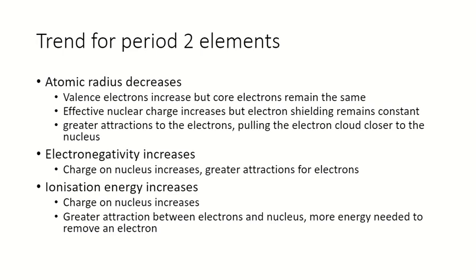This is because across the period, the charge on the nucleus increases, and this causes the element to have a greater attraction for electrons. The ionization energy also increases. Since the charge on the nucleus increases, there's a greater attraction between the electrons and nucleus, and thus more energy is needed to remove an electron.